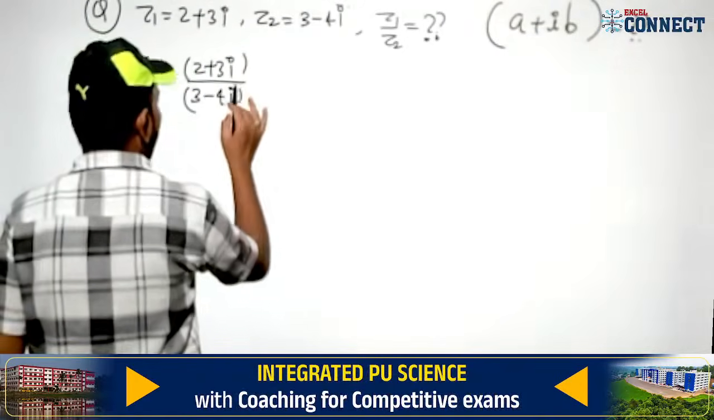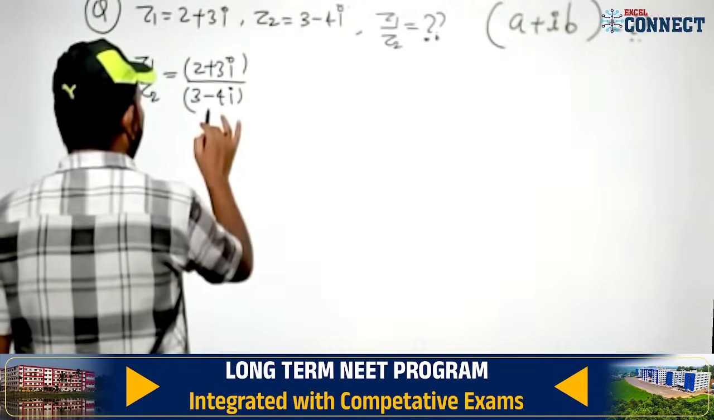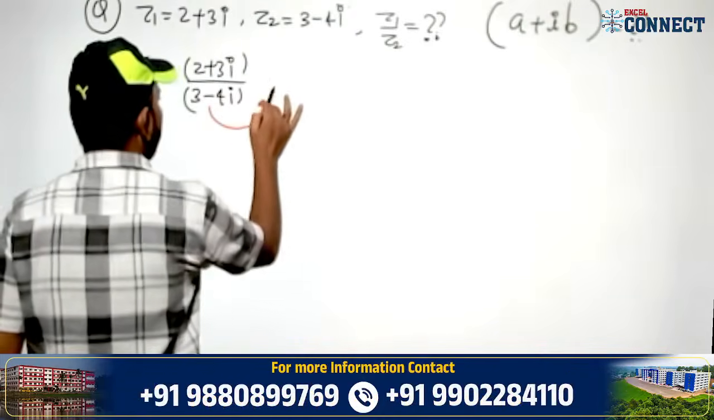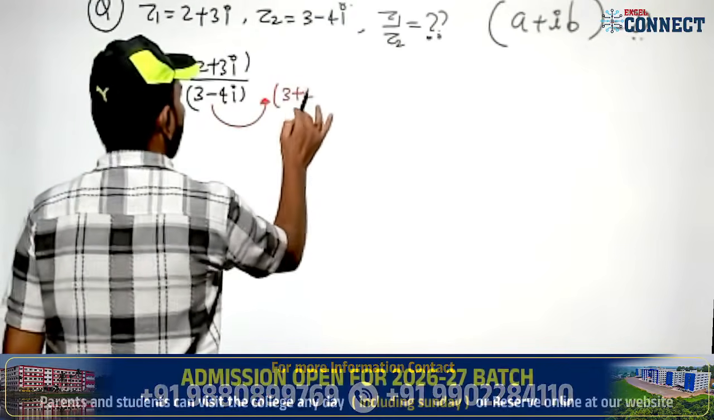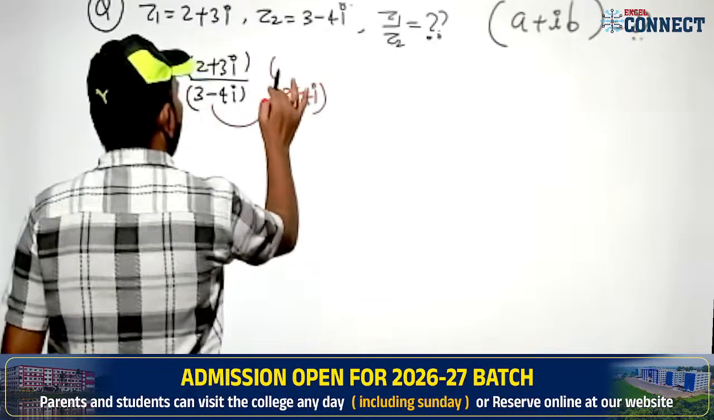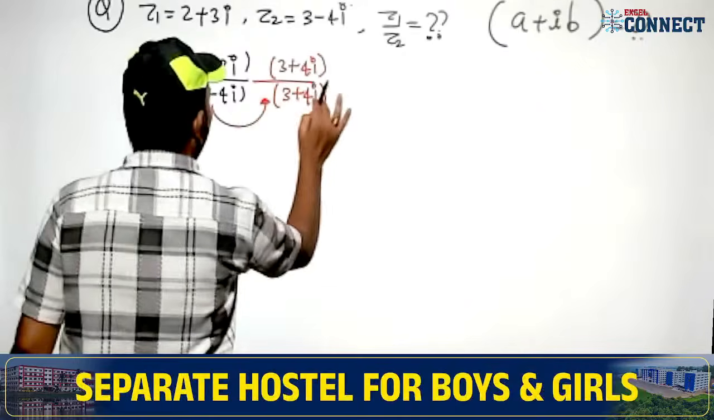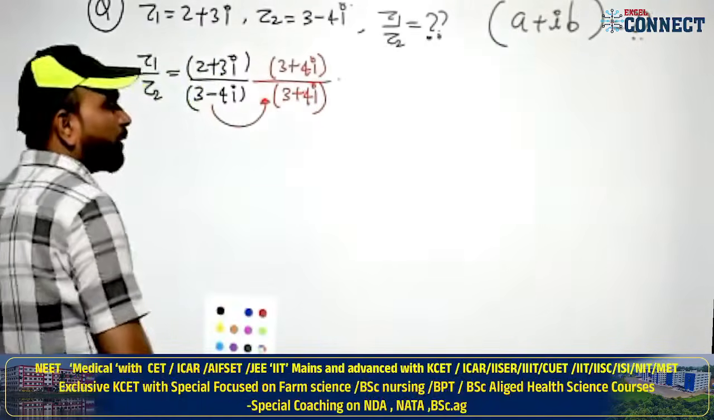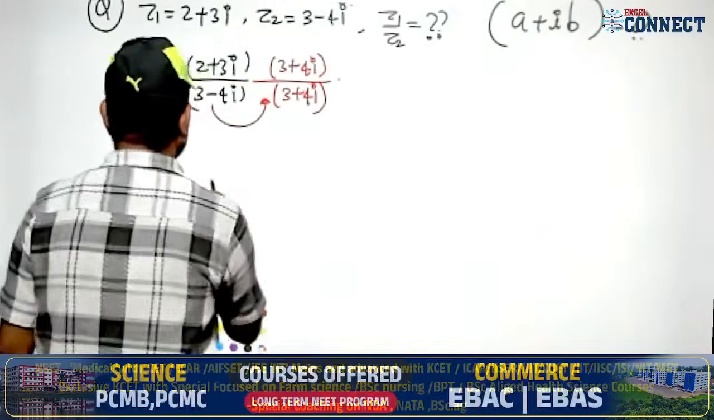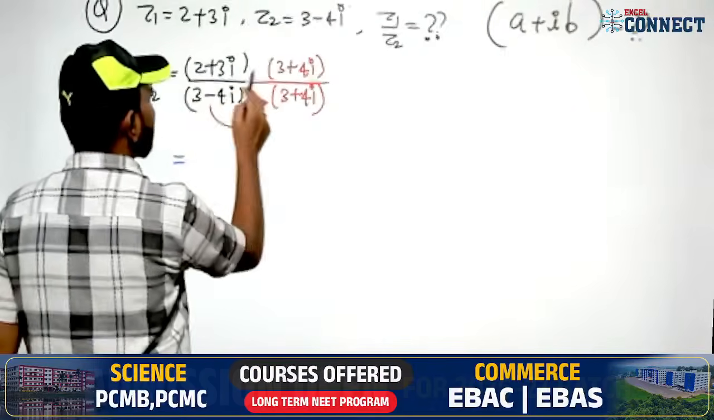For this case, just multiply by the conjugate of this complex number, which is 3 plus 4 iota. You also multiply the same number in the numerator, so it is balanced. Now you need to follow the simple multiplication rule.